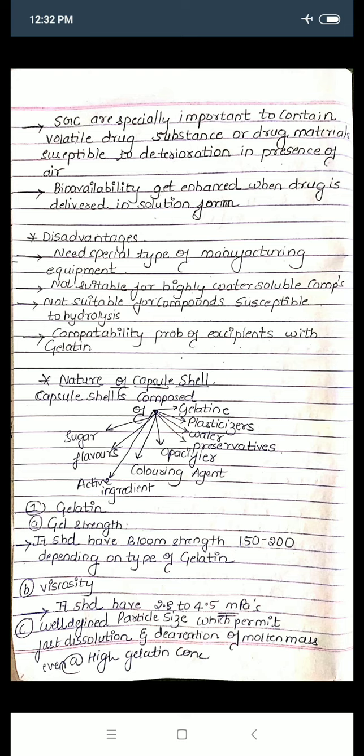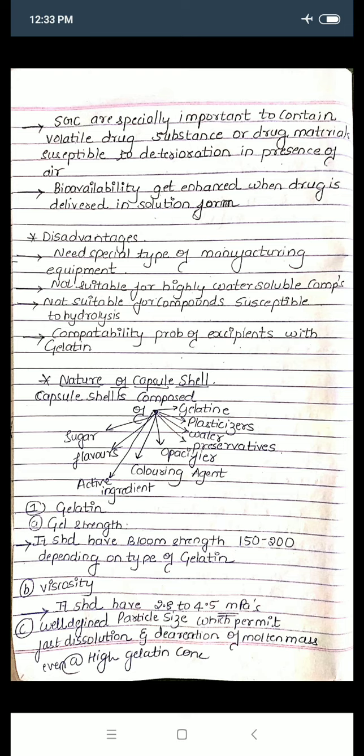Coming to the disadvantages, it needs a special type of manufacturing equipment. It is not suitable for highly water soluble compounds, and it is also not suitable for compounds which are susceptible to hydrolysis. Compatibility problems of excipients with the gelatin are common in the case of soft gelatin capsule. So these are some of the advantages and disadvantages of soft gelatin capsule.